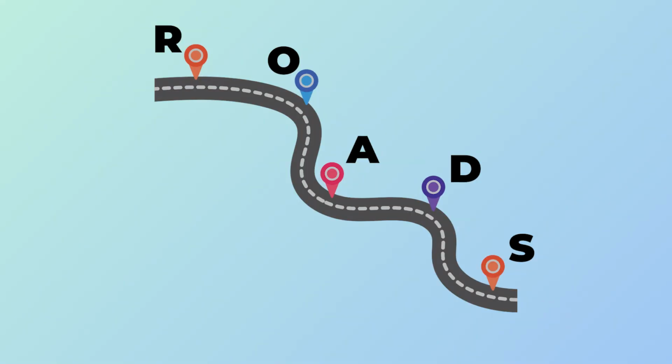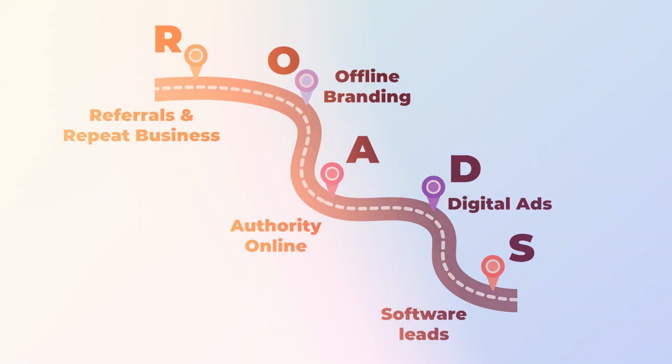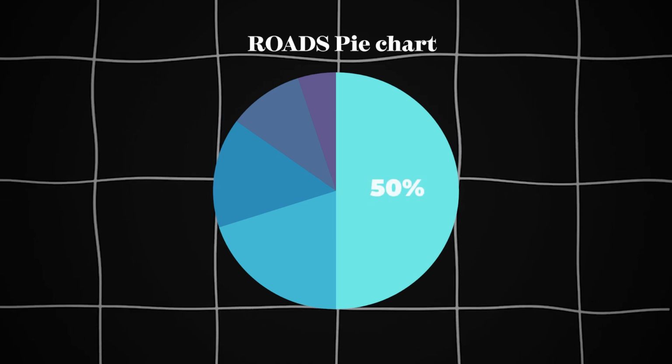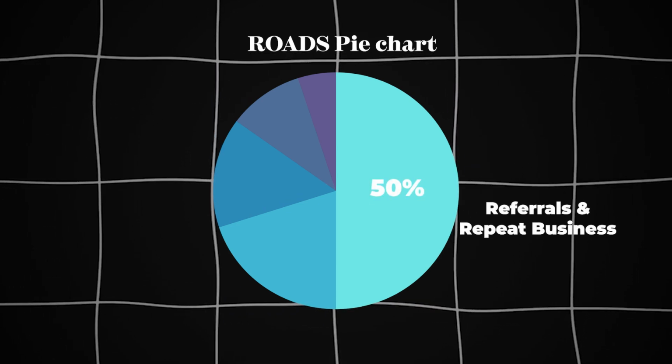So for the R in R.O.A.D.S, going from most important to least important, which is S: R stands for referrals and repeat business. O stands for offline branding. A is authority online. D is digital ads, and S is software leads. So in general, if you do have a healthy business, if you're looking at a pie chart, I recommend that 50% of all of your leads coming in should be from referrals and repeat business.